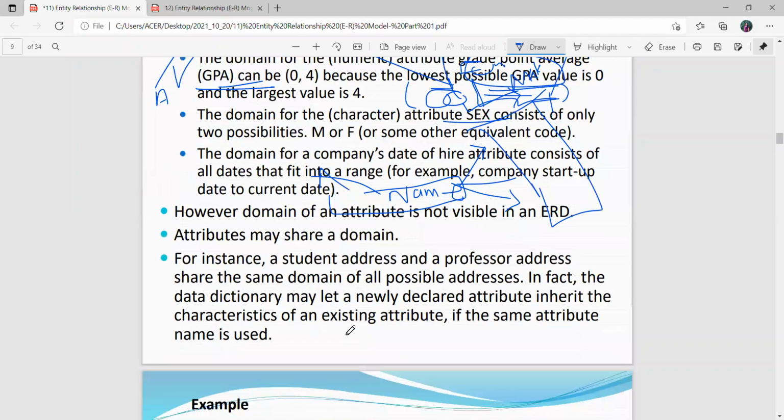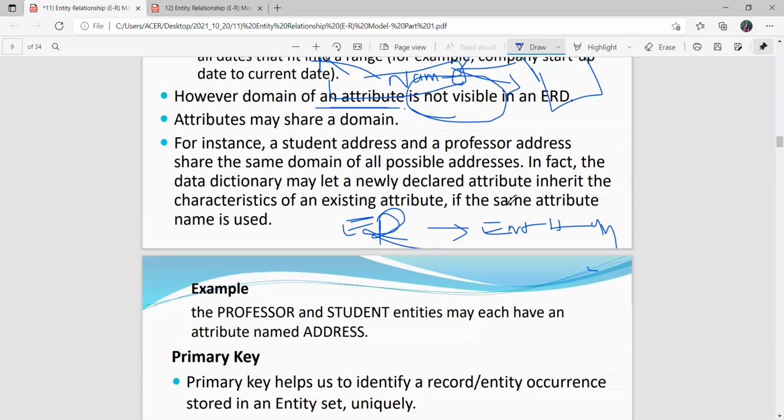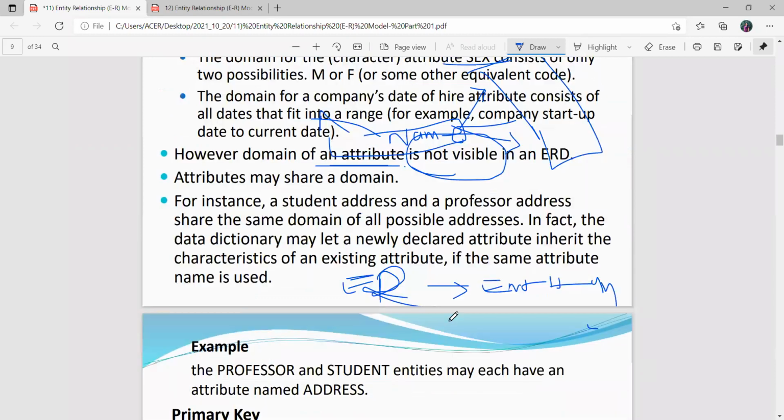Okay, when we consider this ER diagram, next week we are going to develop an ER diagram. In an ER diagram, we only represent the attributes, but the domain of an attribute is not visible. That means in an ER diagram, we only represent entities and their attributes, but the domain set is not represented. But in a database, we represent this domain. Okay.